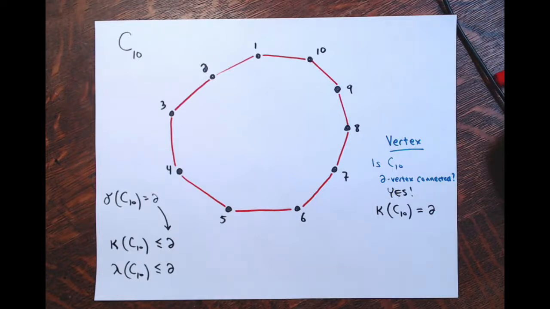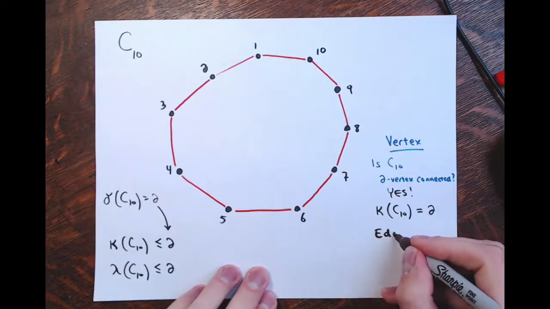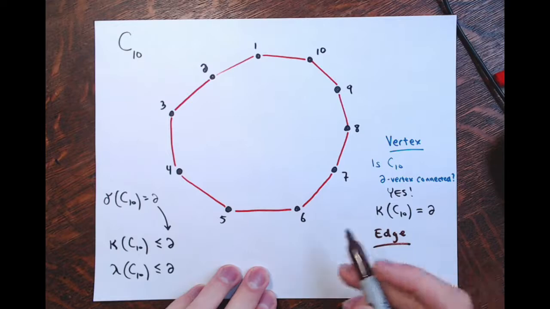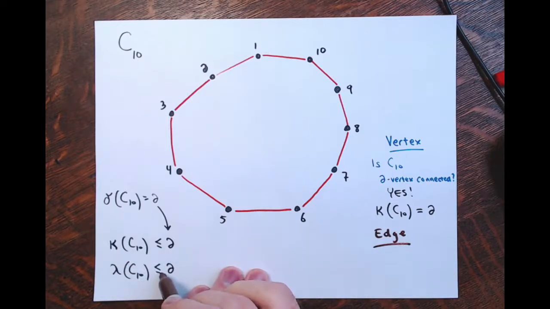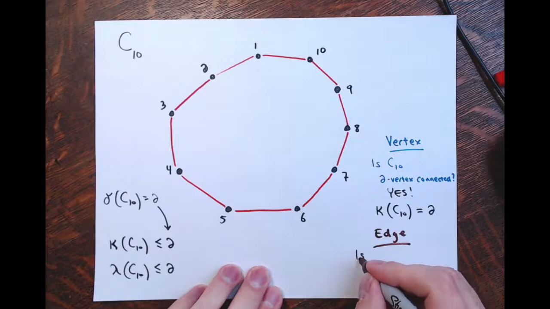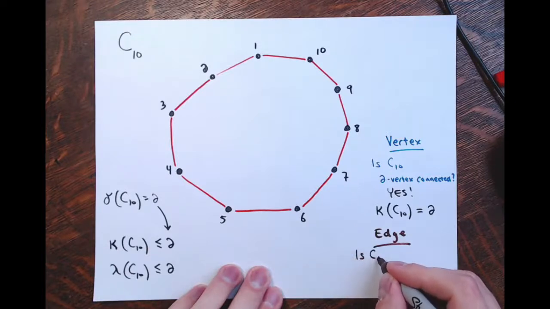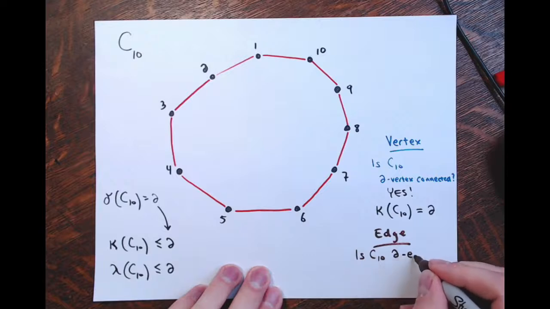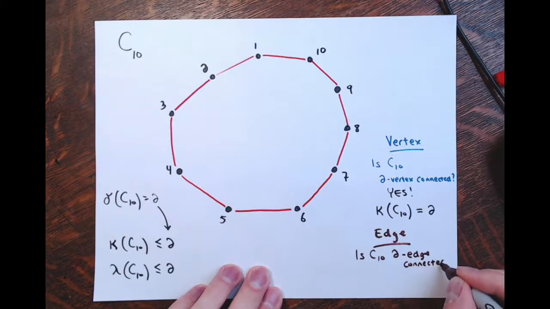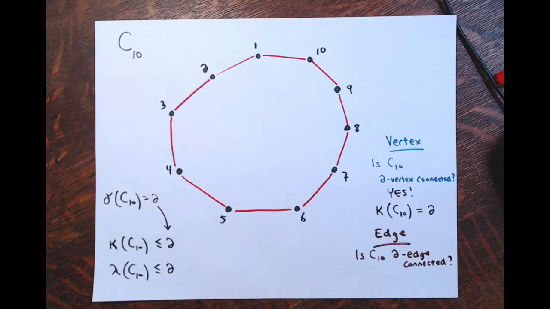Now I want to get into the edge connectivity. So same start. The edge connectivity is going to be less than or equal to that minimal degree, 2, right? So I'll start with 2. Is C10 here 2-edge connected? All right, so again, if it's 2-edge connected, that means I can remove any 1 edge, and it'll still be connected. Still be a single piece, not broken up into multiple pieces.